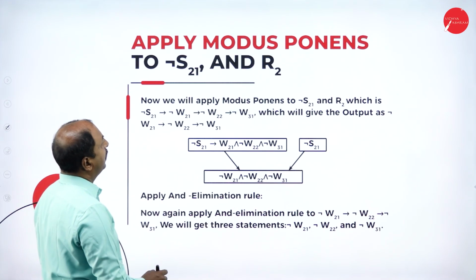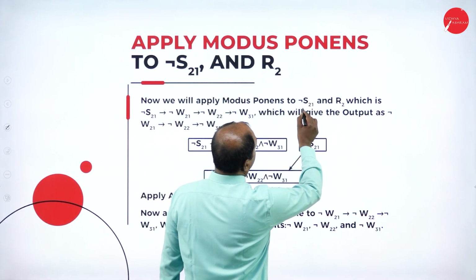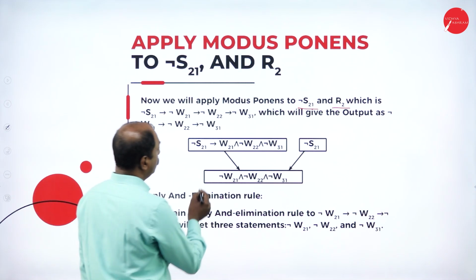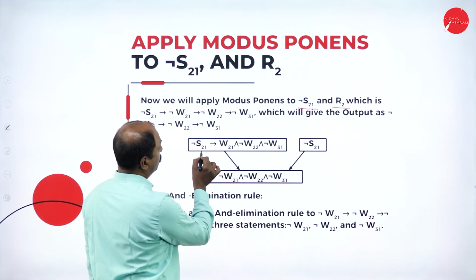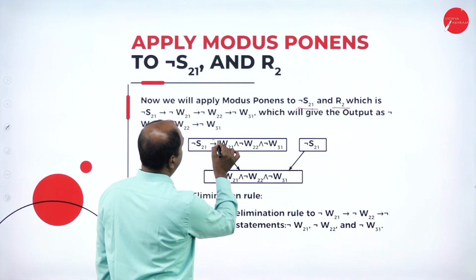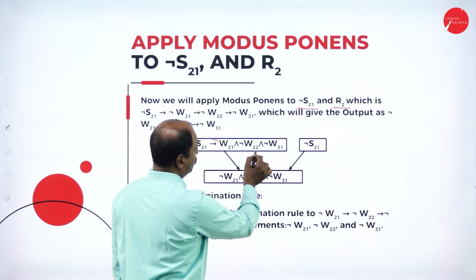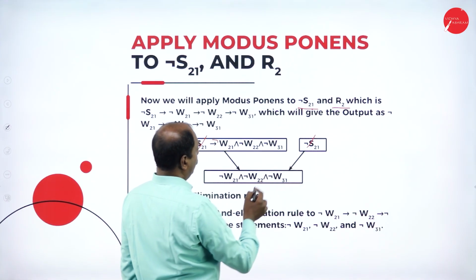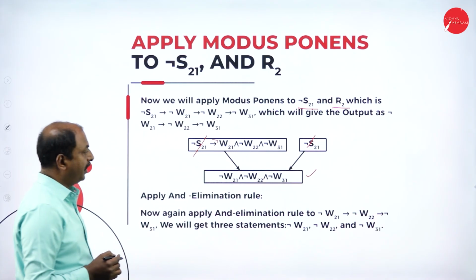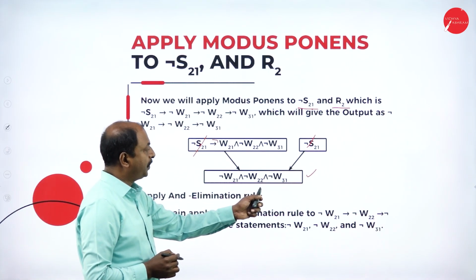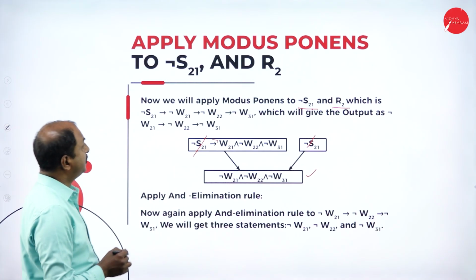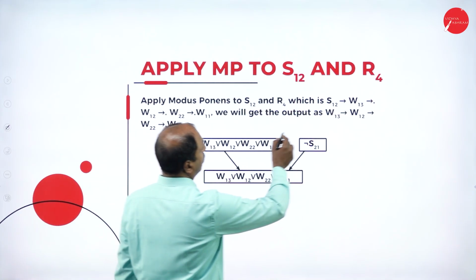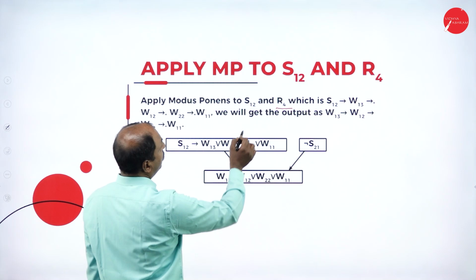In the next one, we are going to apply the same rule for S21 and R2, that is rule 2. In rule 2, same thing we have written here. For S21, this is rule 1 here, and here not W21, not W22, not W31. So in that case, we are going to eliminate this. We are left with 3 more variables. So this is not W21, not W22 and not W31. This is for row 2. Now similarly, we are going to apply it for row 4 and even for row 3.